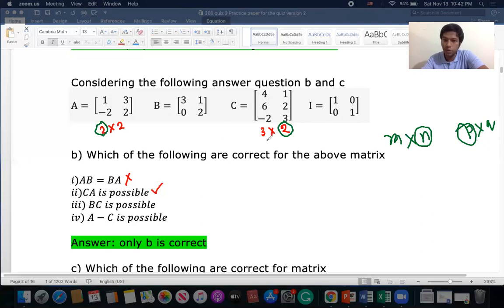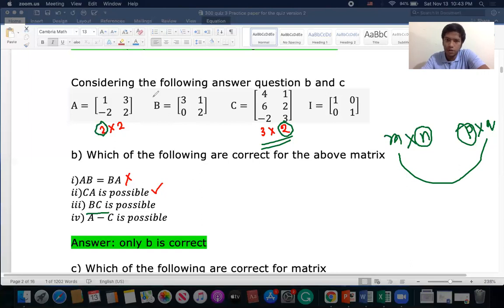We will have to consider this matrix first because C is first here. And the resulting matrix will be of order m into q. That will be the resulting matrix. In this case we can see that the resulting matrix will be a 3 by 2 matrix. If we do the multiplication, then we will get the answer like that. Next question is, is BC possible?